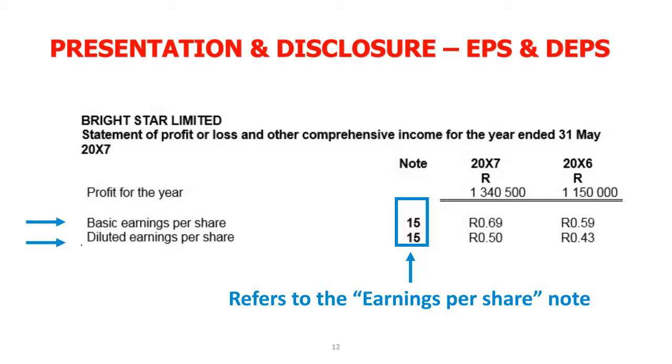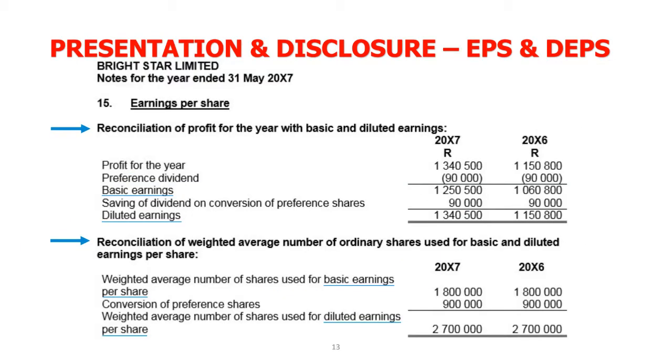Firstly, let's start with our profit and loss statement and other comprehensive income. What you'll find is the profit is there, and in the same precision, so this is presented in rands, this is also presented in rands, and it's in rands per share, not cents. So basic earnings and diluted earnings per share is just below profit, and it is in rands per share. There's also a reference to a note. Let's have a look at what that note looks like.